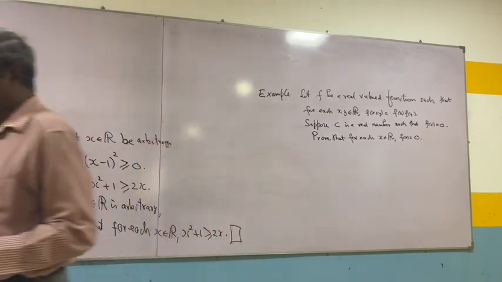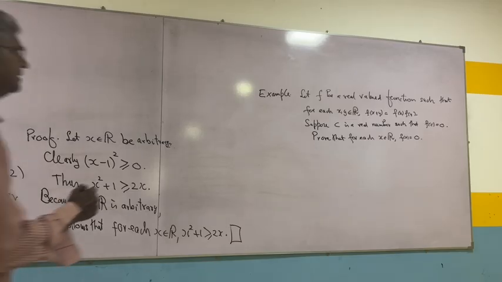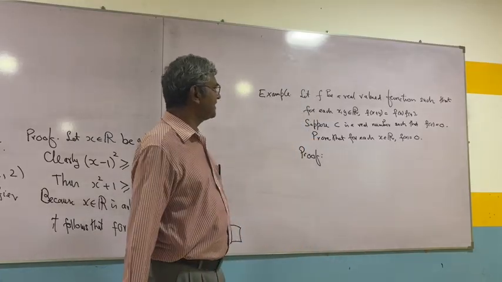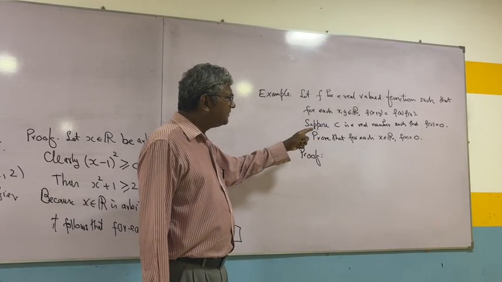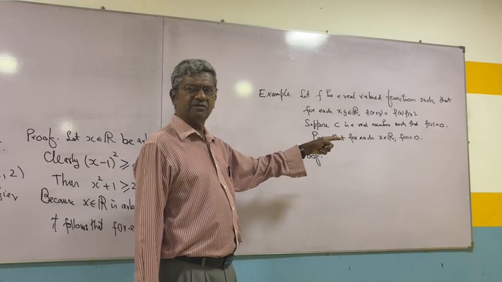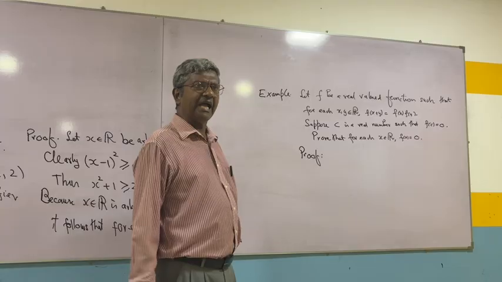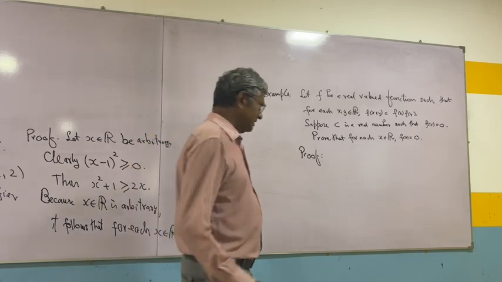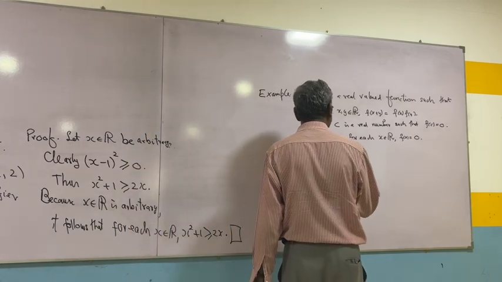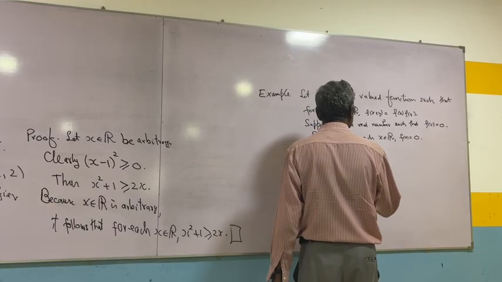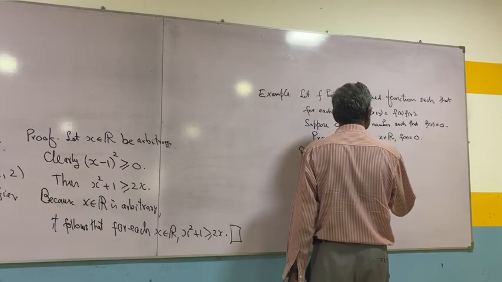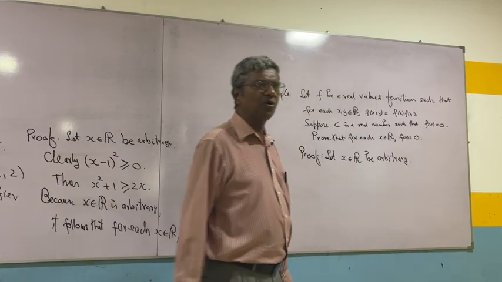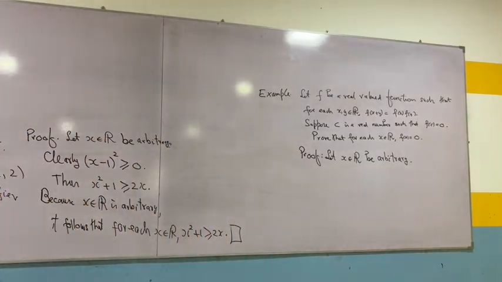Proof. Can you give me some idea? However, it says prove that for each x belongs to R, so we have to prove a universal statement. As a result, what should be my first line of the proof? Let x belong to R be arbitrary. Very good, thank you. X is, in other words, any real number. Then by hook or crook, I should get f x equals 0.